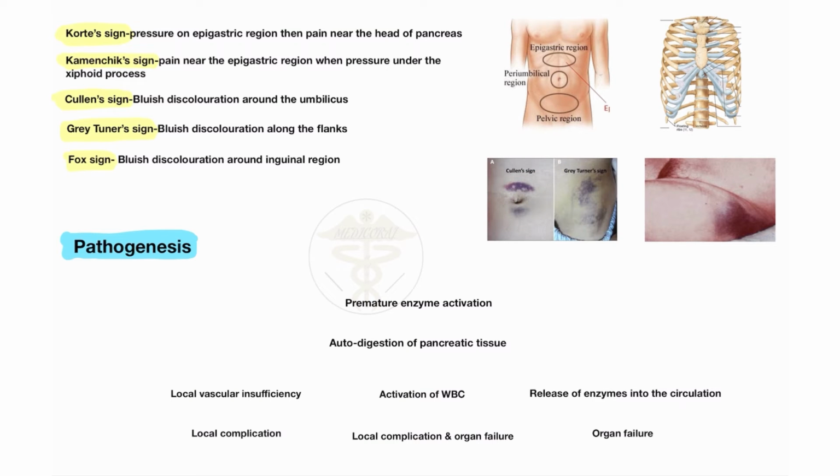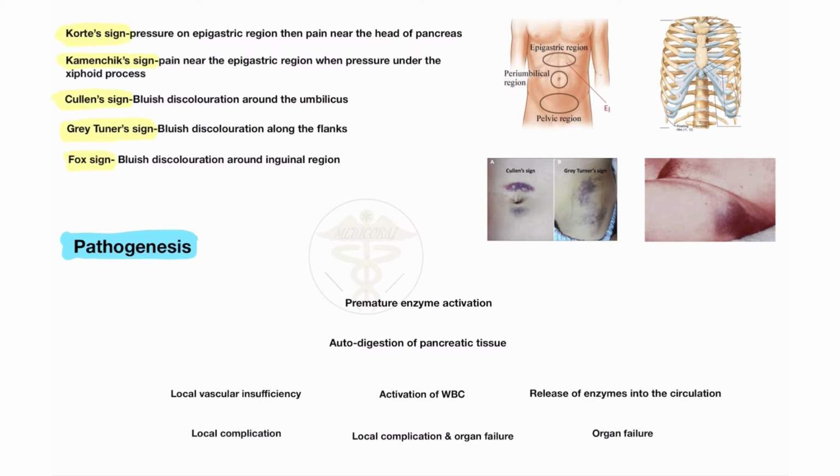Grey Turner sign is bluish discoloration along the flank. This is called the flank. In this area you will see discoloration of the skin, a bluish red color. This is called the Grey Turner sign, bluish red discoloration of the skin in the flank area.